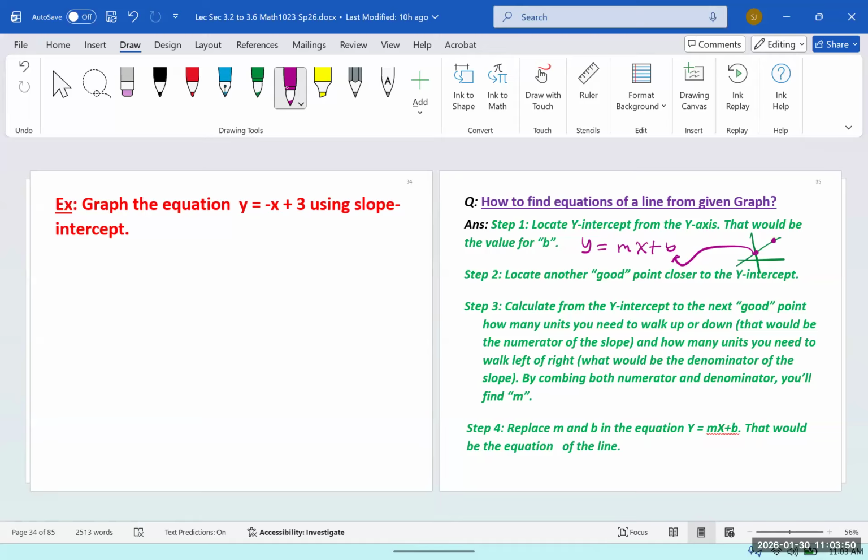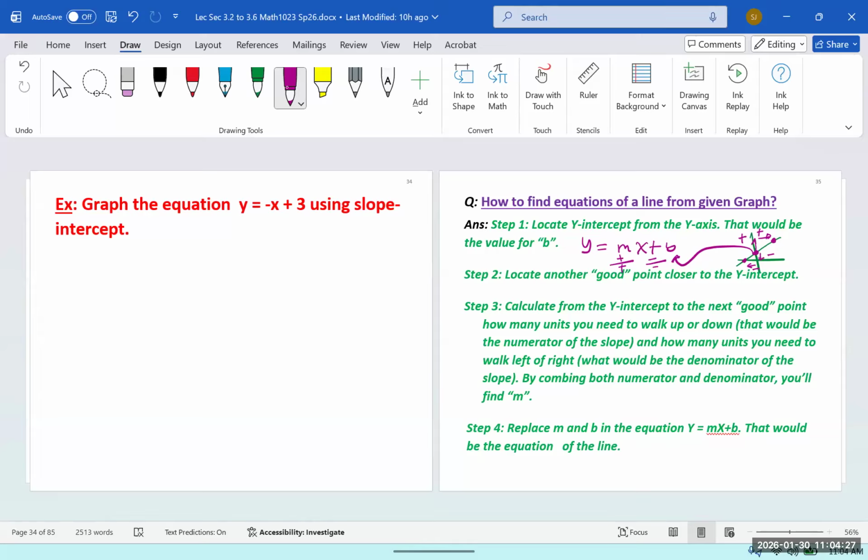So if you walk forward, you're going to go up and then right. So how much did you go up? Up means positive, right means positive. So your slope will be some number over some number, and both are positive. Or if you want to walk downward, you can do that. Down means negative, and going left means negative. So the slope will be negative some number over negative some number. And that's it. You found your equation in slope-intercept form.